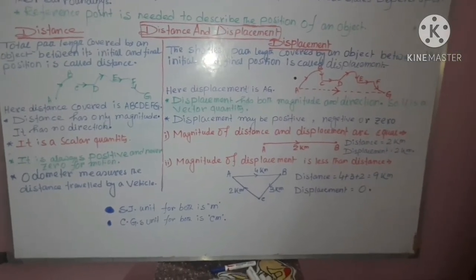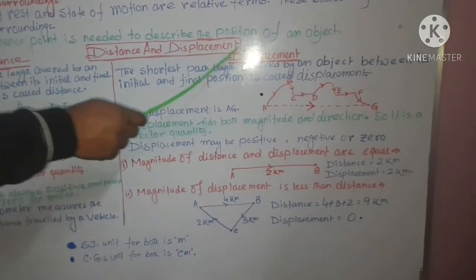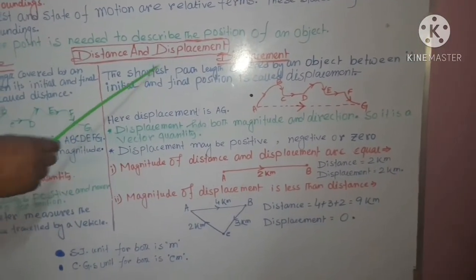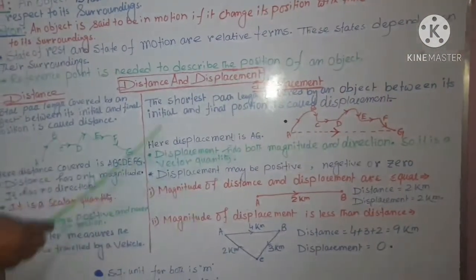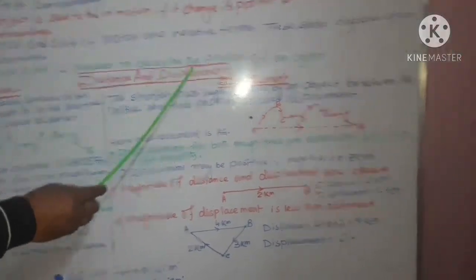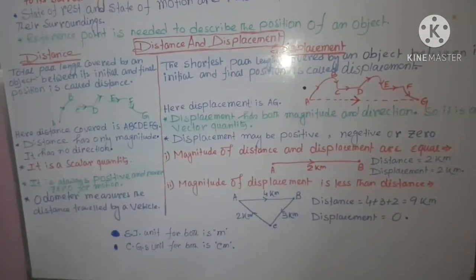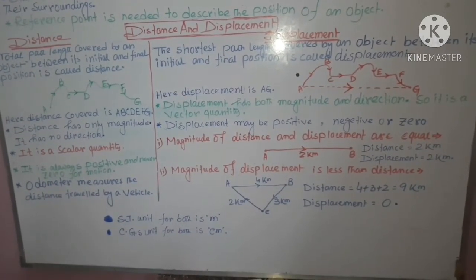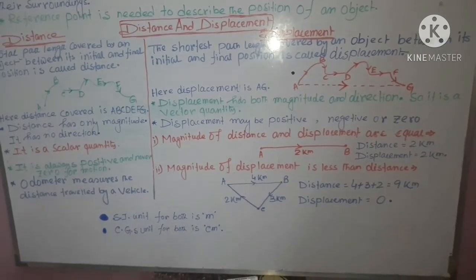Now students, we know about the displacement. So, what is displacement? The shortest path length covered by an object between its initial and final position is called displacement. It means during the motion of an object, the shortest path length covered by the object between initial and final position is known as the displacement.